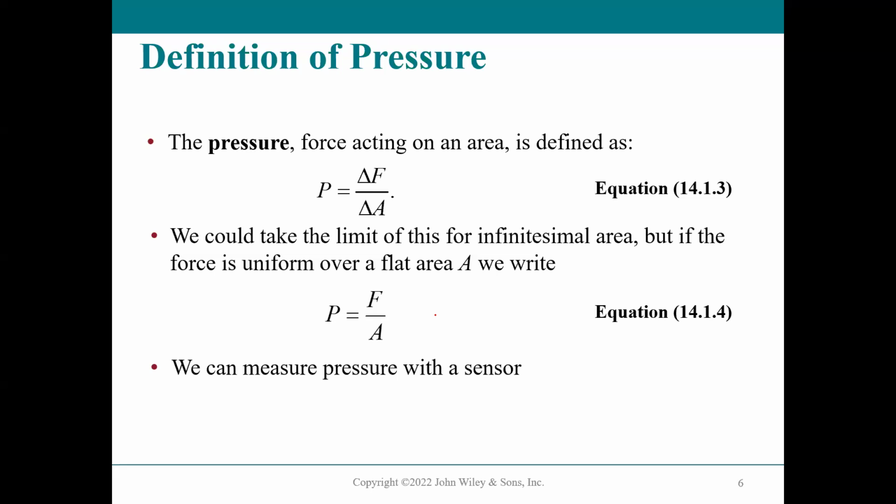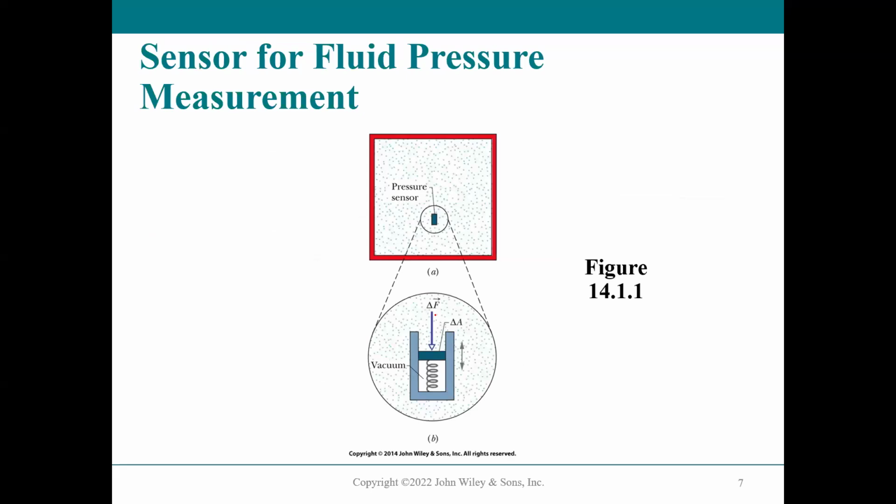Actually, we can measure the pressure with a sensor. With a sensor we can measure, for example, the pressure of air and the pressure of water. Okay, a sensor for fluid pressure measurement looks like this. This one consists of a spring, and for air we can measure the pressure. This one is a sensor for fluid pressure.